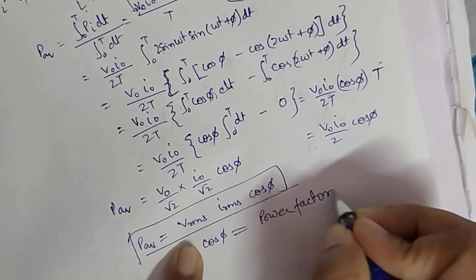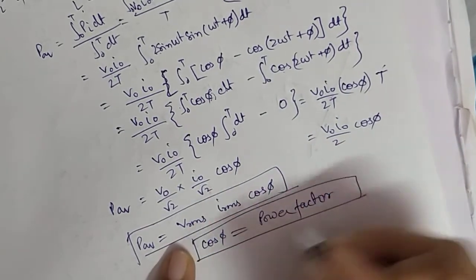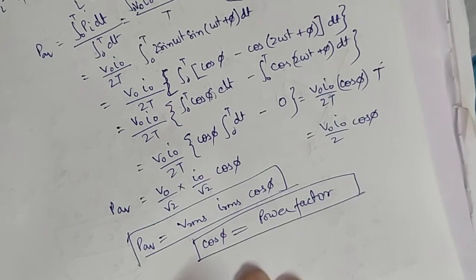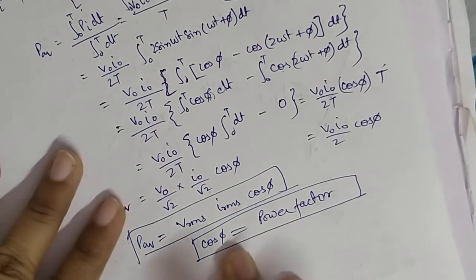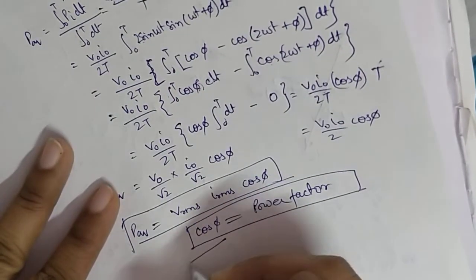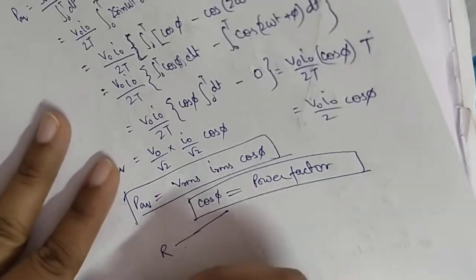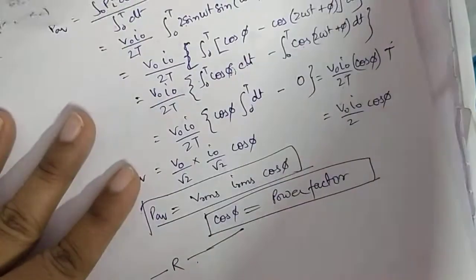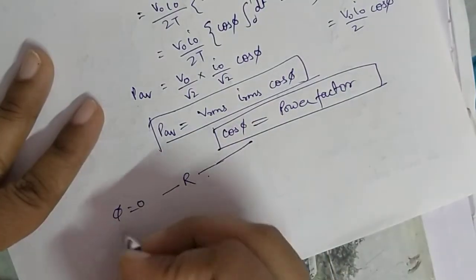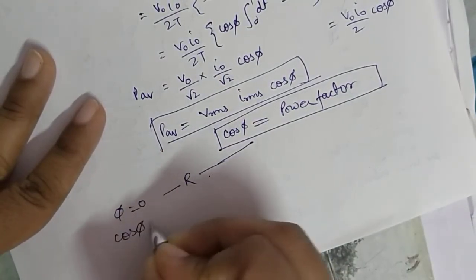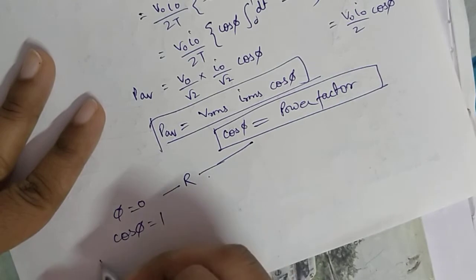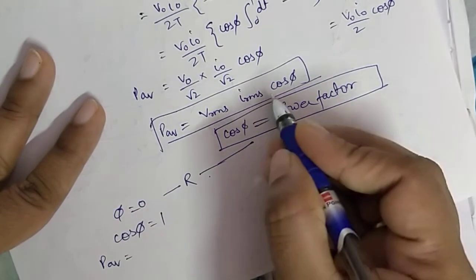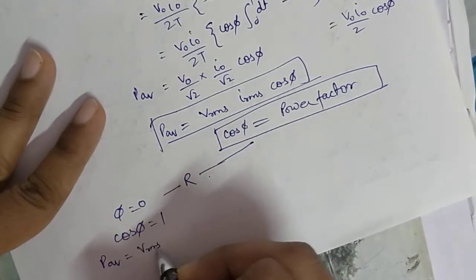This is called power factor, where phi is the phase difference between current and voltage, which we got from the phasor diagram also. Now in case of a pure resistor, phi was equal to 0. There was no phase difference between current and voltage. So in that case, cos phi is equal to 1, and then average power is equal to 1 times VRMS into IRMS.